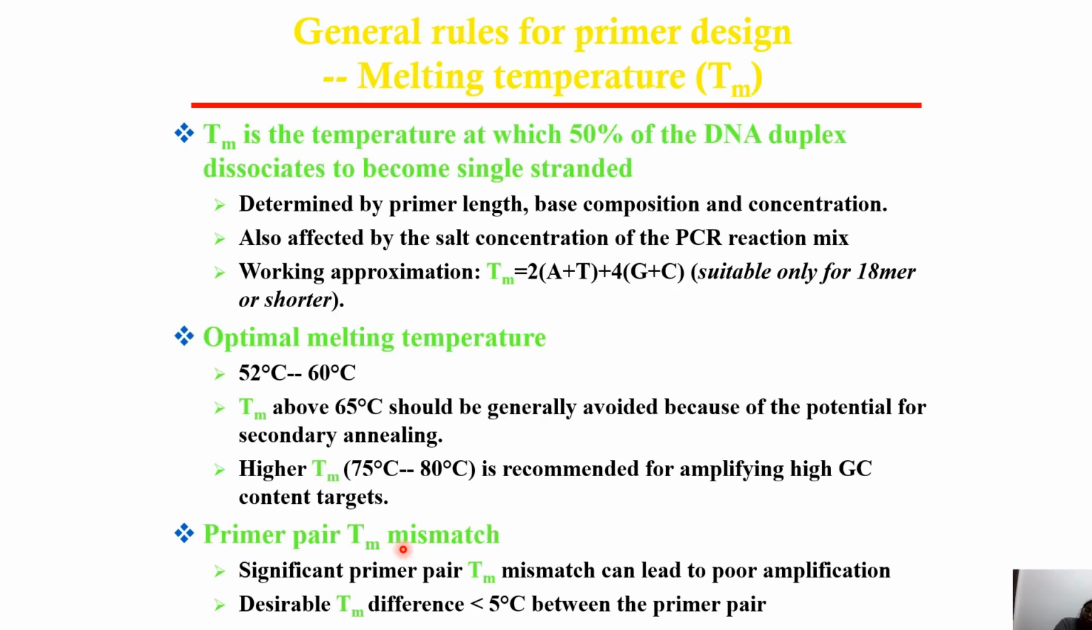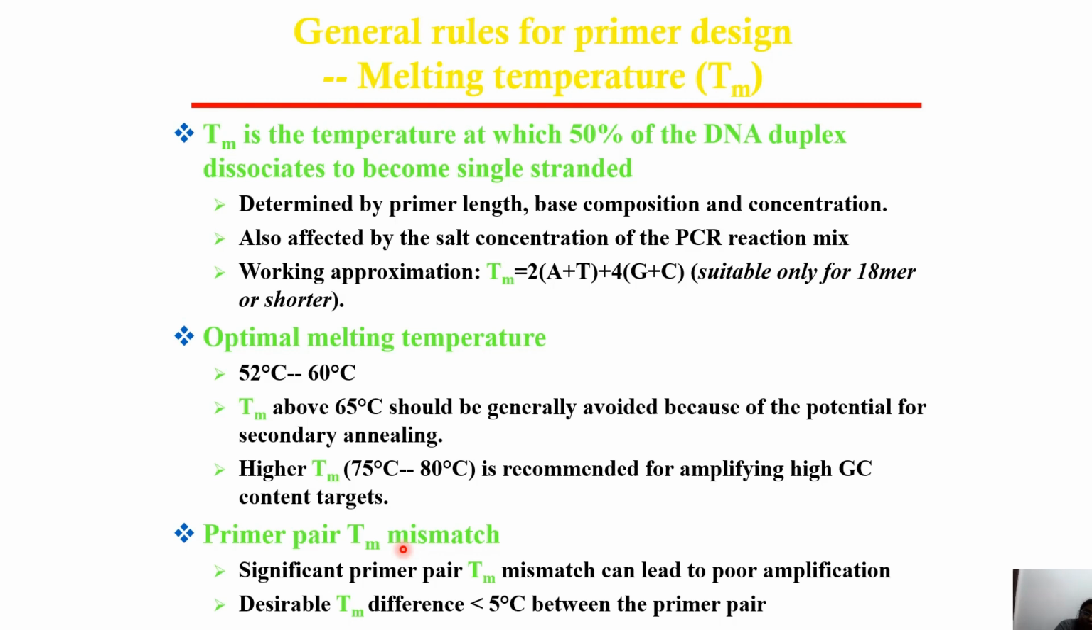Now, what are the general rules for melting temperature? It's the temperature at which 50% of the DNA duplex dissociates to become single-stranded. It is determined by primer length, base composition, and concentration. It's also affected by the salt concentration of the PCR reaction mix. So, a working approximation is Tm = 2(A+T) + 4(G+C), suitable only for 18 bases or shorter. Optimal melting temperature is 52 degrees Celsius to 60 degrees Celsius.